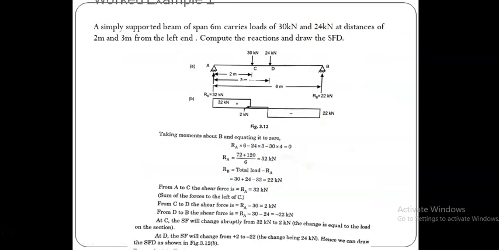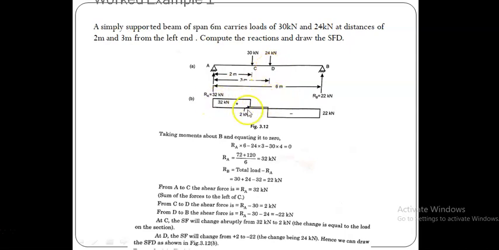With the use of all these sign conventions, now we try to solve this problem. Here you see that a simply supported beam of span 6 meter carries loads of 30 kilonewton and 24 kilonewton at a distance of 2 meter and 3 meter from the left end. Now compute the reactions and draw the SFD. So you see that there is a simply supported beam subjected to two concentrated forces: 30 kilonewton, acting 2 meter from the left support, and another concentrated force 24 kilonewton, acting 3 meter from the left support at point D.